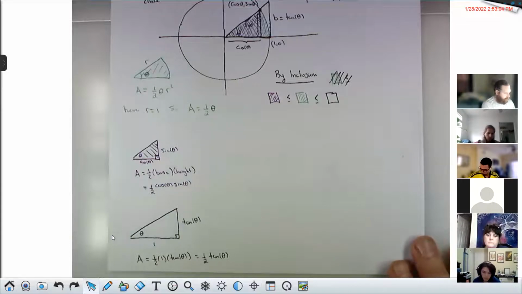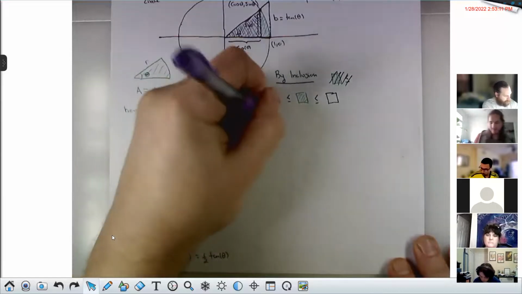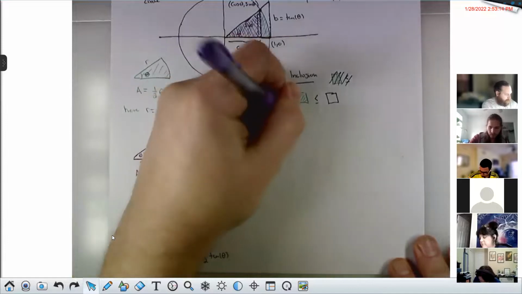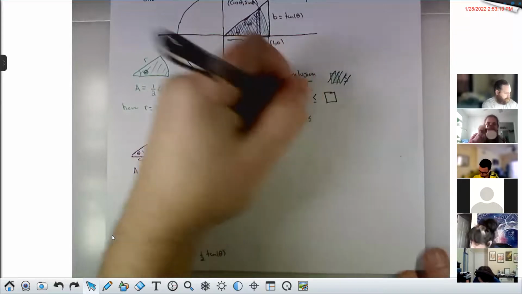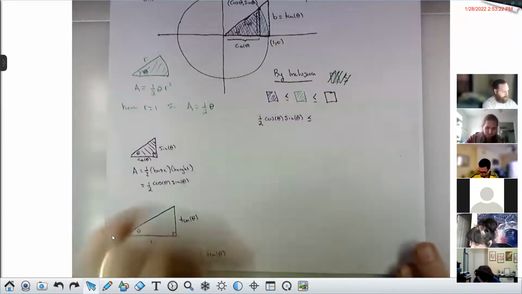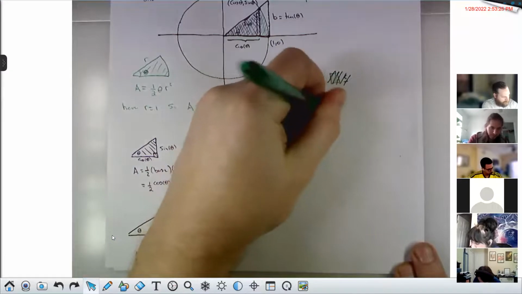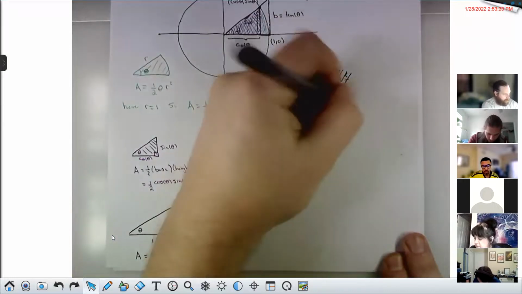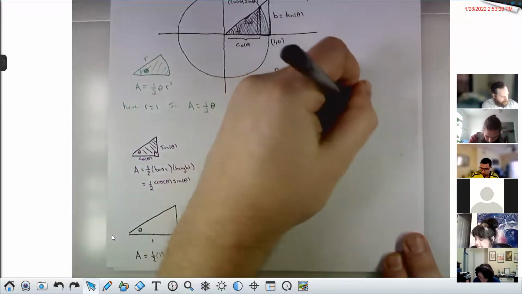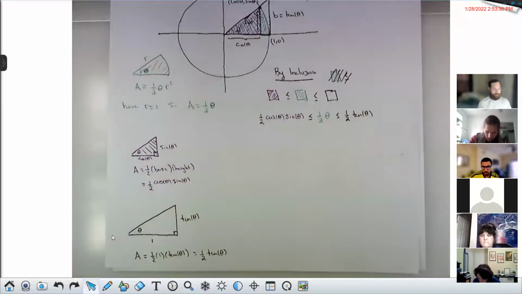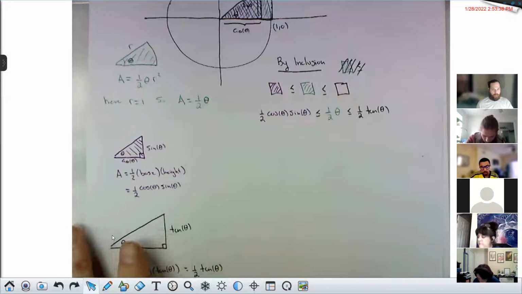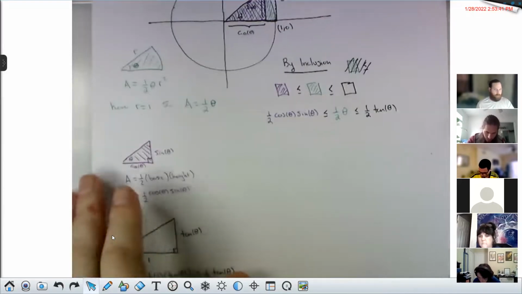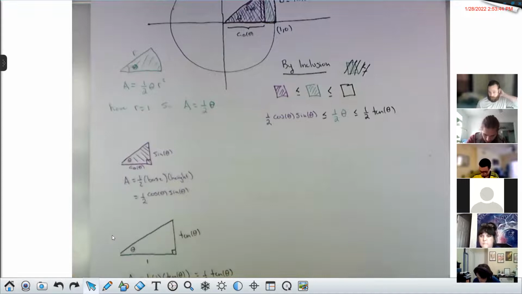So what is this? This is 1/2 cos theta sine theta, is less than or equal to 1/2 theta, is less than or equal to 1/2 tan theta. So by inclusion, I have this relationship between the areas.